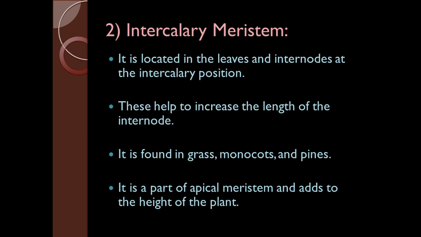The second type is intercalary meristem. Intercalary meristem is located in the leaves and internodes at the intercalary position. These help to increase the length of the internode. It is mainly found in grass, monocots and pines. It is a part of apical meristem and it adds to the height of the plants.